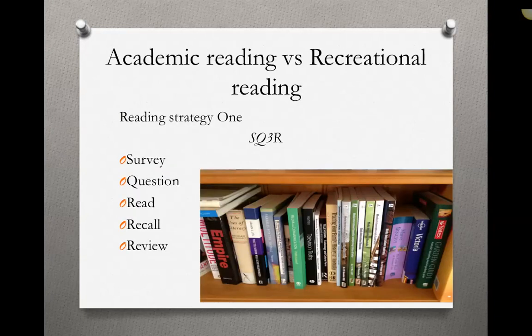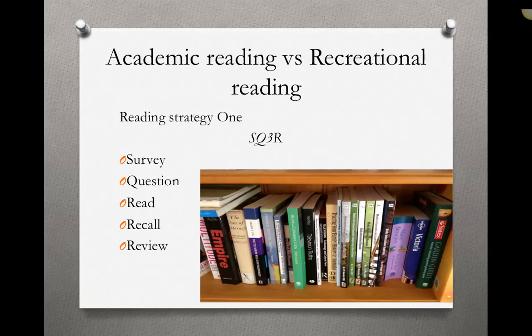So the point I've made already here is that the reading that you're going to do for your academic work is different to the reading that you'll do when you read for recreation. So when we read for recreation, we're really just reading for fun, enjoyment, to relax. When you're doing your academic reading, which is part of the research process, you have to be a lot more active in order to comprehend and understand what you're reading, because you want to use that information to help you write.